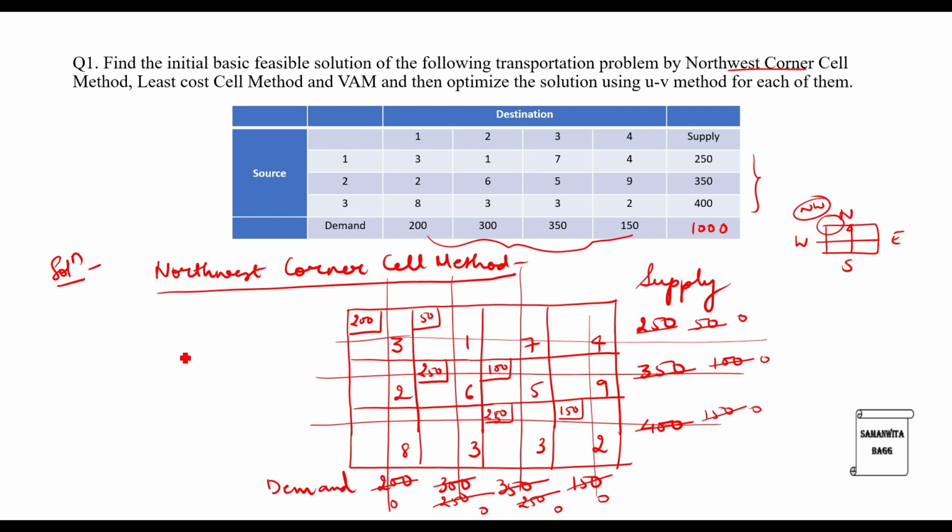So this is what we have used for finding the IBFS, that is the initial basic feasible solution. There are two more methods, least cost method and VAM method, which we will see in the next two lectures. So with this, I end the session. I hope you have understood how to solve a transportation problem using northwest corner cell method.